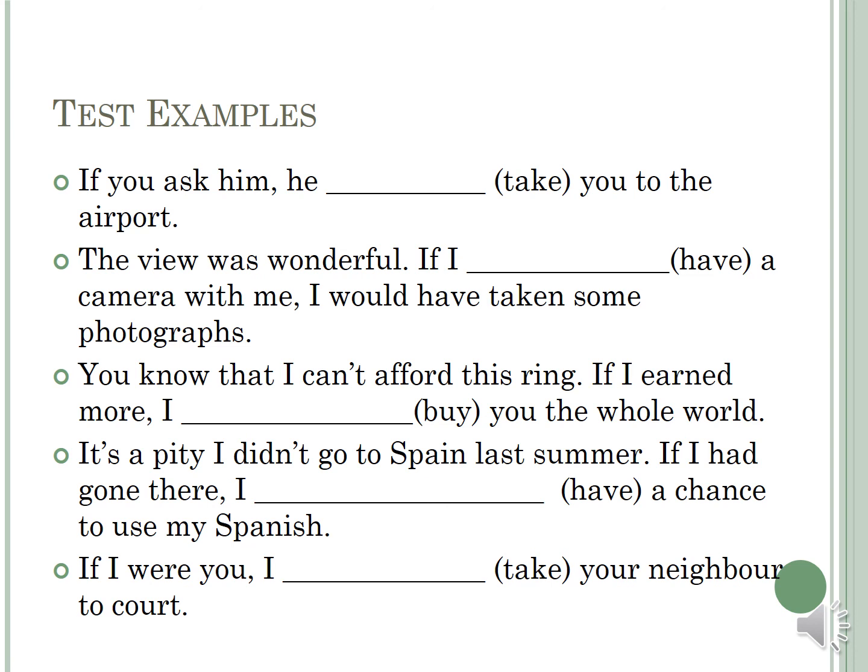It's a pity I didn't go to Spain last summer. This is so easy because it shows you that you should use the third conditional. Obviously, the sentence expresses an action that did not take place in the past. If I had gone there, I would have had a chance to use my Spanish, but I didn't. If I were you, I would take your neighbor to court.